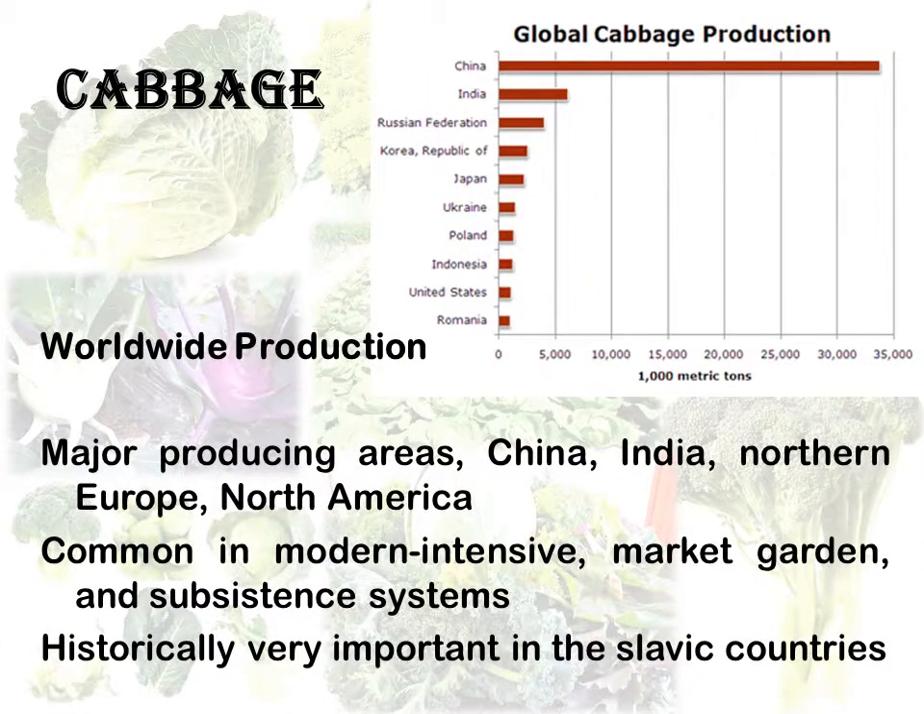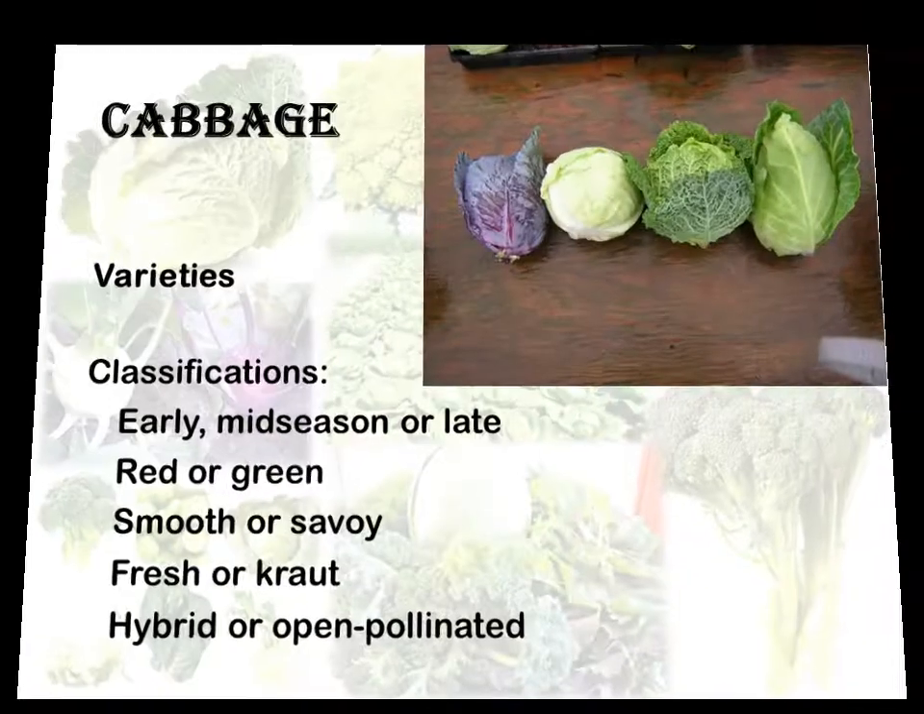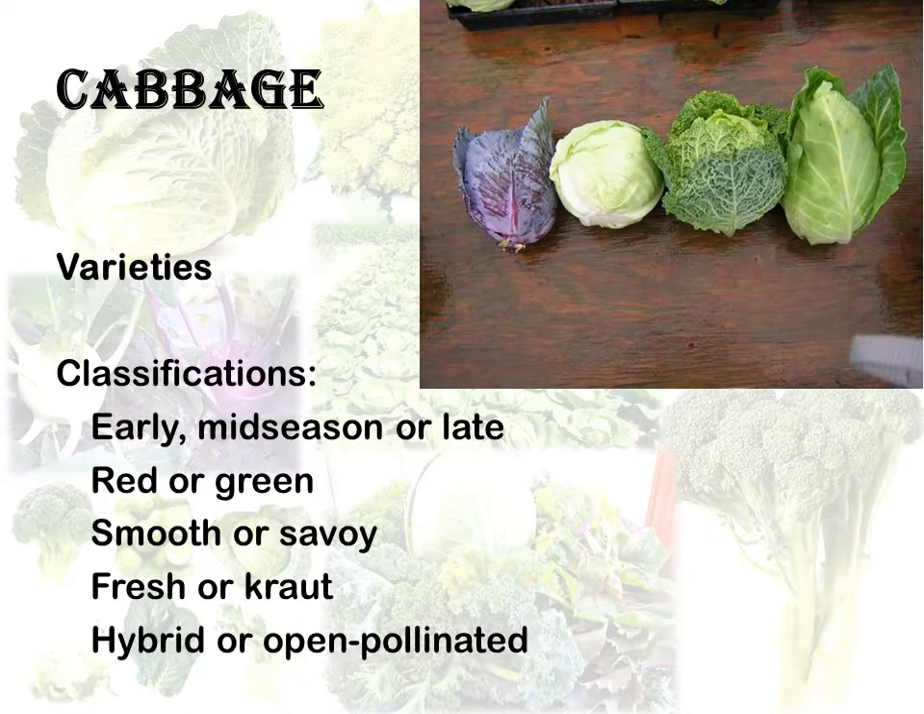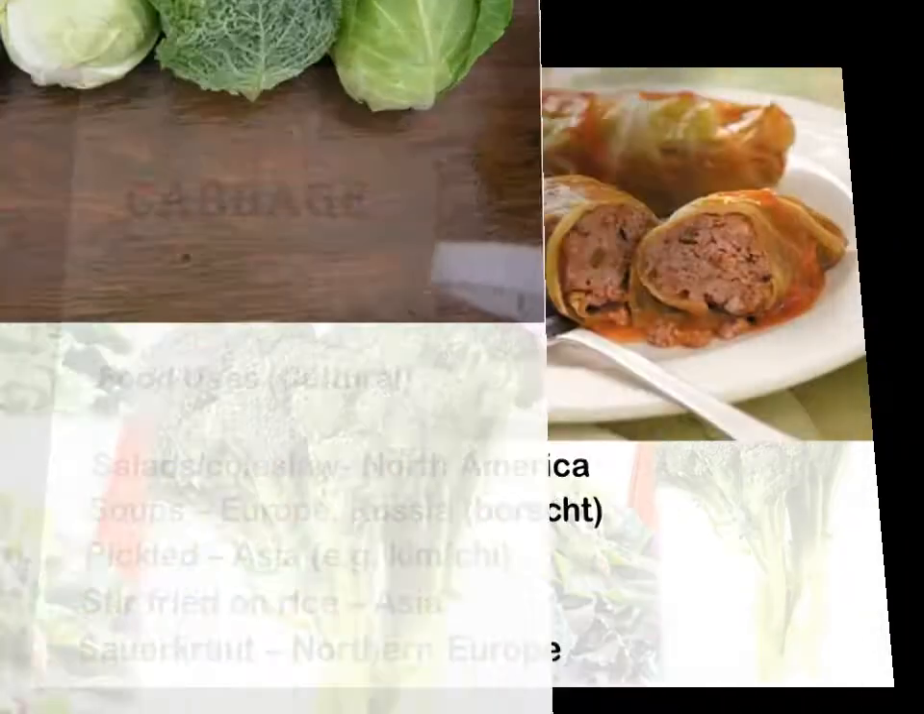Then cabbage. Now you see the cabbage. Again, for cabbage the major countries are China, India, Europe. Here you will get different types of cabbage, like red cabbage. We have different color appearances, like white, green, light green, maybe red or green, smooth or crinkled, hybrid, open pollinated. So there are different types of varieties available.